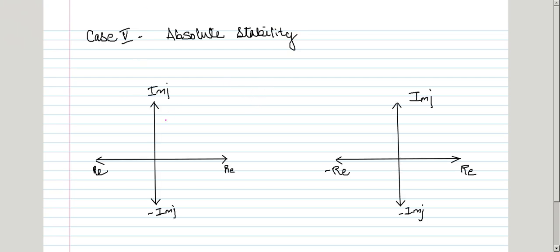Next is the case of absolute stability. Absolute stability is used in relation to the qualitative analysis of stability. Under this condition, if the roots of the characteristic equation, if the poles of the characteristic equation, lie on the right hand of the S-plane, then the system is said to be absolutely unstable. And if the poles lie on the left hand of the S-plane, then the system is considered to be absolutely stable.